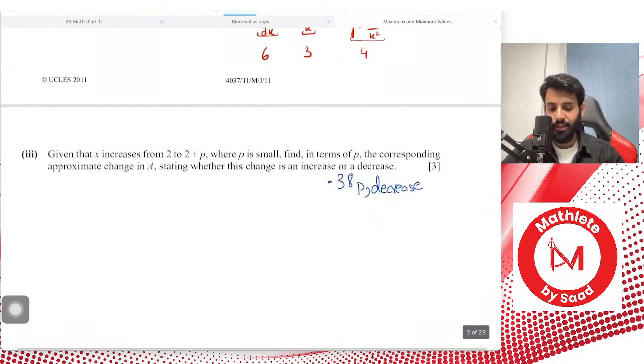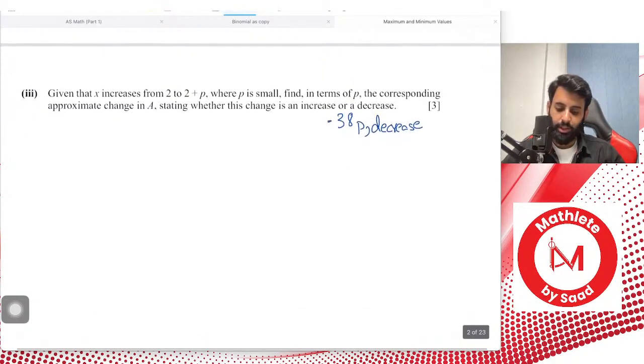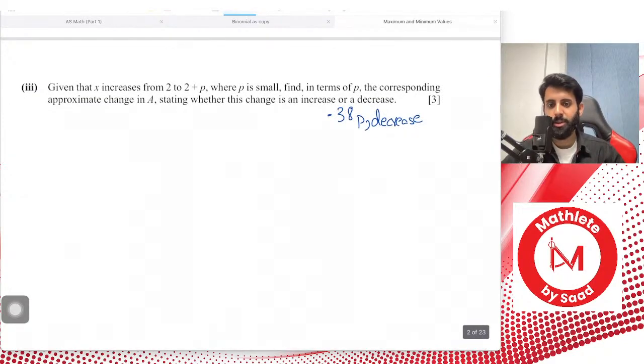Okay, now this question doesn't end there. Actually, there's another part to it, which is regarding small change. Okay, and since small change wasn't tested in the paper, we should expect this to show up also. So it says, given that x increases from 2 to 2 plus p, where p is small, find in terms of p the corresponding approximate change in A, whether this change is an increase or a decrease. Okay, so it's asking you to find the approximate change in A. So what's the formula?